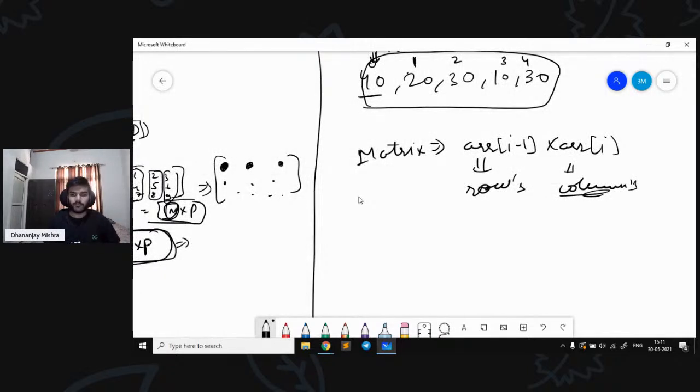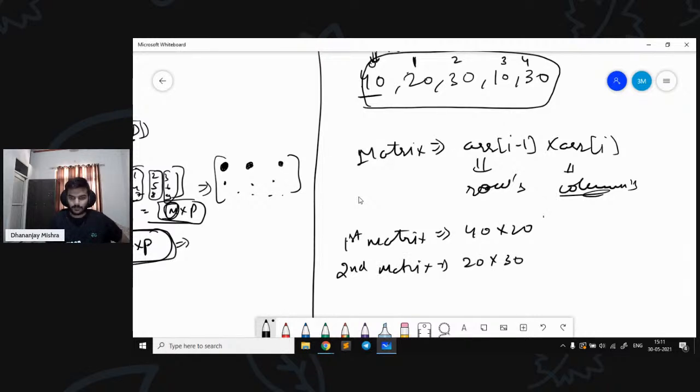So the matrices that can be formed will be, that is, the first matrix formed will be, I hope till now it is clear to you guys what I'm trying to say. So the first matrix will be of dimension 40 into 20, right? The second matrix will be of dimension 20 into 30. The third one will be of dimension 30 into 10. Like this is the first matrix, the second matrix, the third matrix, and the fourth matrix, right? So the fourth matrix will be 10 into 30, right?